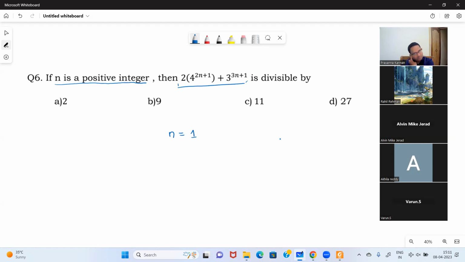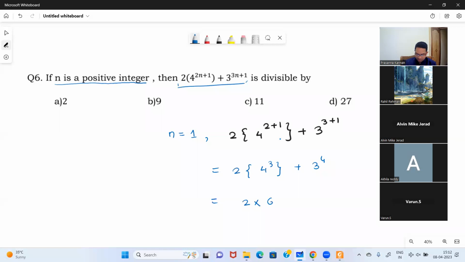Shall we substitute n is equal to 1? So what would we get? 2 into 4 power 2n plus 1 plus 3 power 3n plus 1. So it's 2 into 4 power 3 plus 3 power 4. What is 4 power 3, students? 64. What is 3 power 4? 3 square is 9, into 9, 81. So 2 into 64 is 128 plus 81.